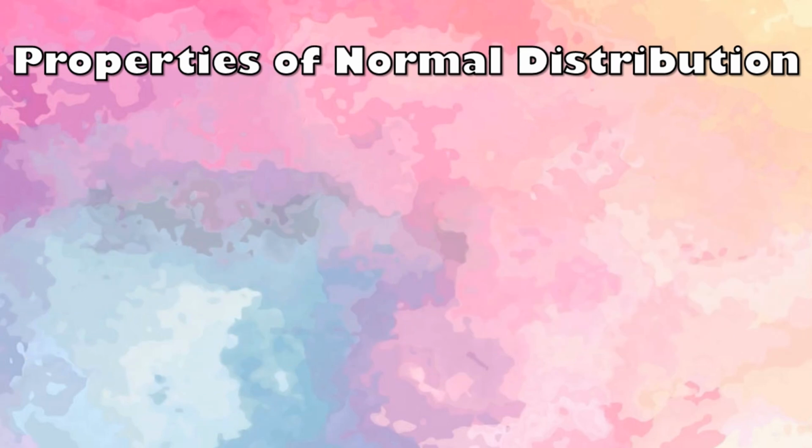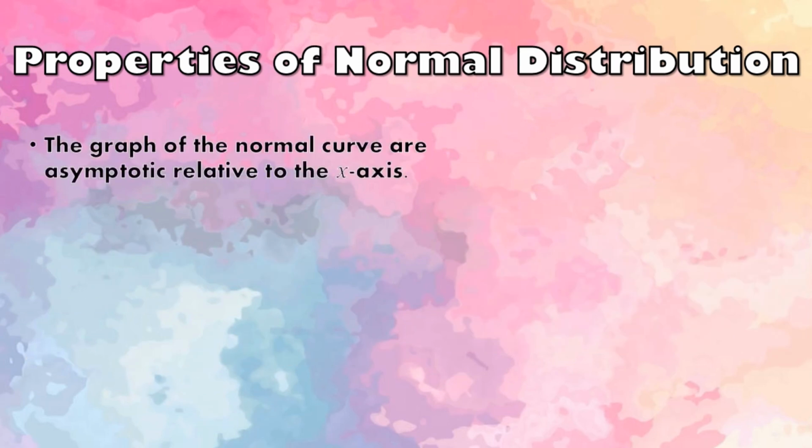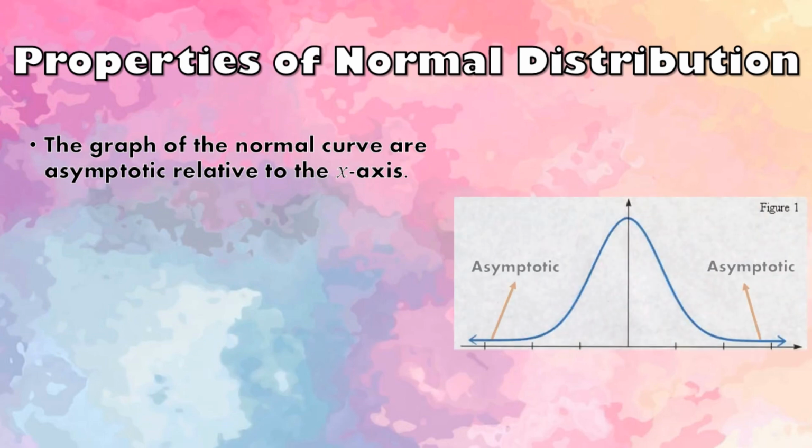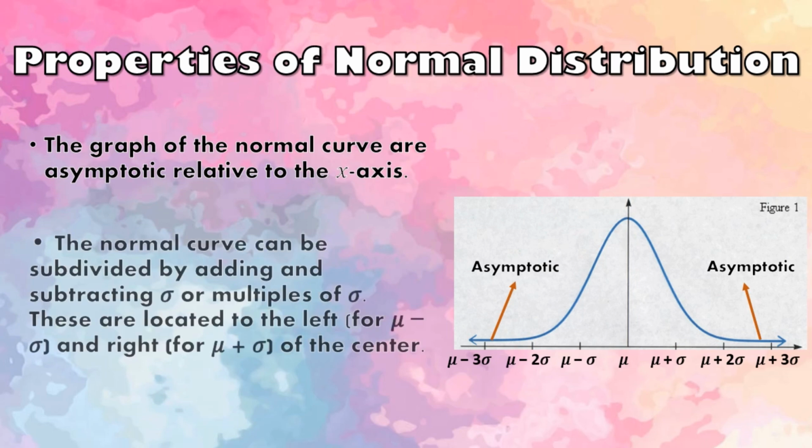Now, let's have the fourth property. The graph of the normal curve is asymptotic relative to the x-axis. When we say asymptotic, it is nearly approaching but never touches the x-axis. What symbol do you see in the label below the normal curve? If your answer is standard deviation, that's the correct answer, which is the fifth and last property. Meaning, the curve is determined by the standard deviation of the distribution.